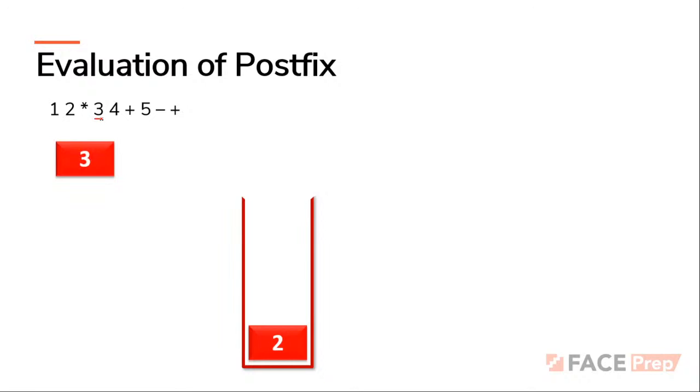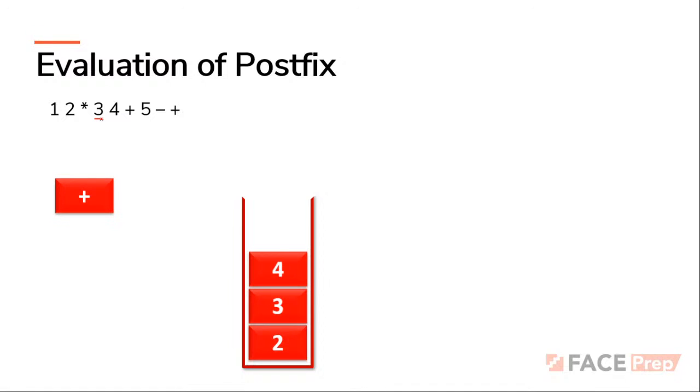3 is an operand. If it is an operand, what should I do? I have to insert it inside my stack. Next element, 4. It is an operand. If it is an operand, what should I do? Insert into the stack. Done. Go for the next element, plus. If it is a plus, what should I do? It is an operator. If I am getting an operator, I have to do one process, right? What is the process? Pop the topmost 2 elements from the stack and evaluate them. After evaluating, insert into my stack.